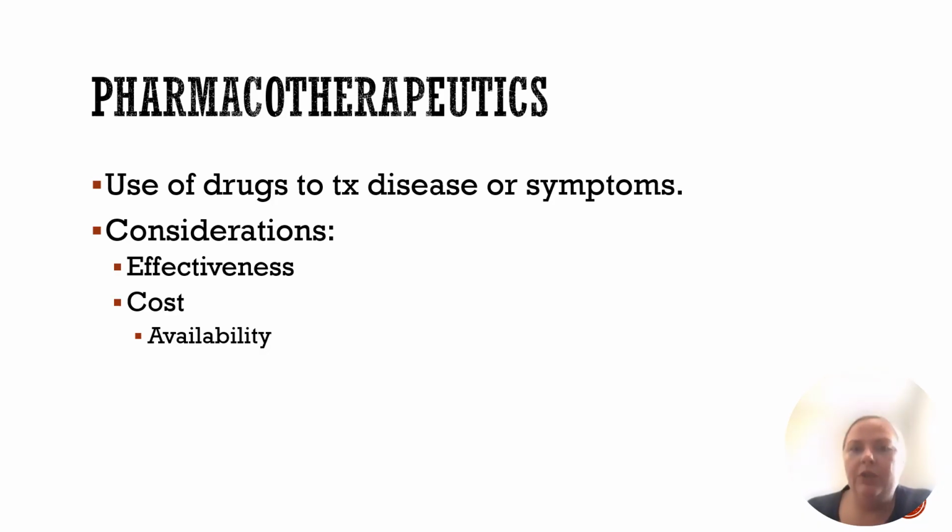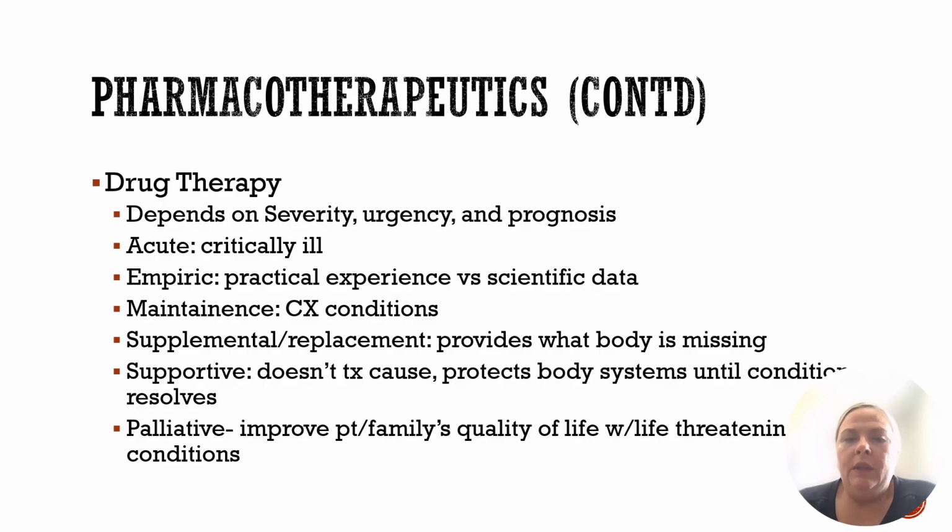Pharmacotherapeutics is how we use drugs to treat diseases or symptoms. So considerations in prescription of drugs are its effectiveness, its cost, and availability. Some factors in drug therapy depend on the severity, the urgency, and the prognosis. Some terms here: acute is if the person is critically ill. Empiric is where we know that this works in this way just based off of anecdotal experience versus scientific data.